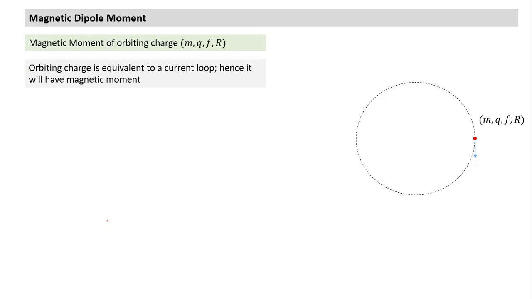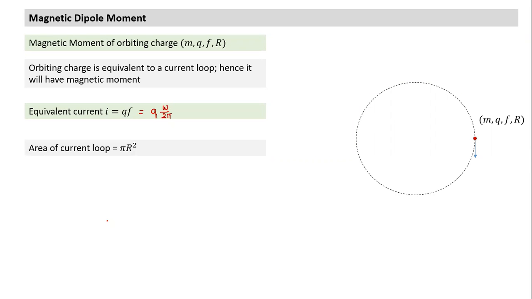Orbiting charge is equivalent to a current loop. Yes, it will have a magnetic dipole moment. What is the equivalent current? Current is equal to charge into frequency, or if omega is given, it can be written as Q into omega by 2 pi. So this is the equivalent current. And what is the area? Area of the loop is pi r square. So what will be the dipole moment? Dipole moment will be equal to current into area, into pi r square. If I want to write it in terms of omega, since sometimes angular frequency is given instead of frequency, it is Q omega r square by 2.